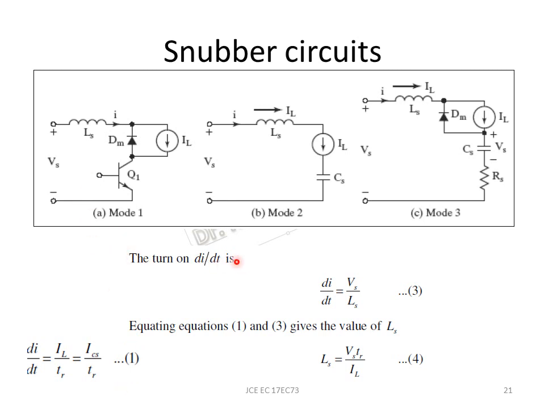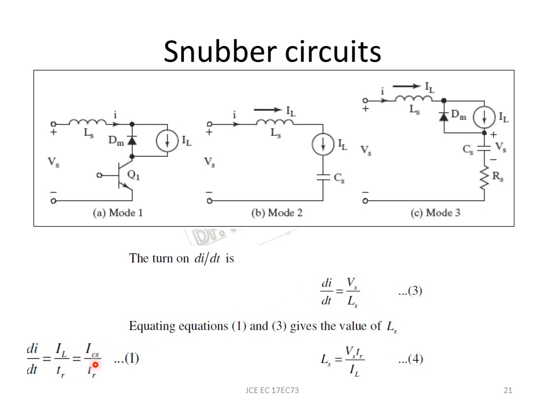Now, during turn on, when this transistor turns on, the rate of rise of current is going to be high, and because of Ls it is going to be limited. How is it limited? By a voltage developed across this inductor. That voltage across the inductor is given as Vs equal to L into di by dt, or di by dt is equal to Vs by L. We will write this as equation 3.